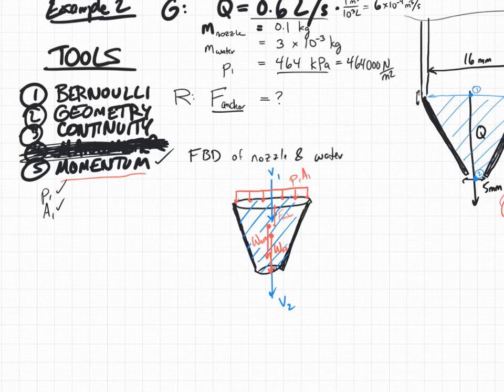This one's actually pretty easy. Let's just go for momentum here. Oh, no. We need these velocities, don't we? You all are going to let me go without doing the velocities, right? I need V1 and V2. Okay, so how do I get V1?